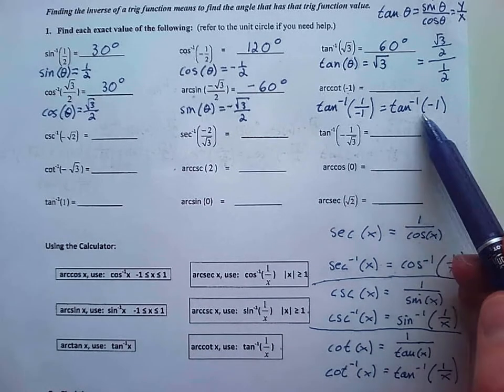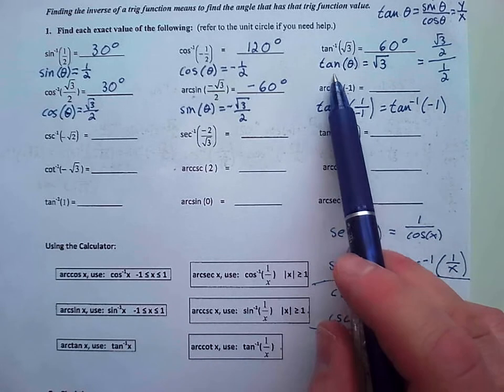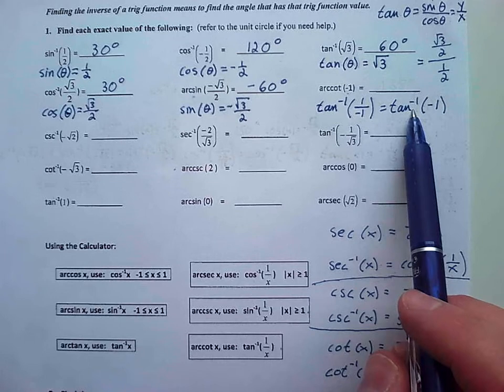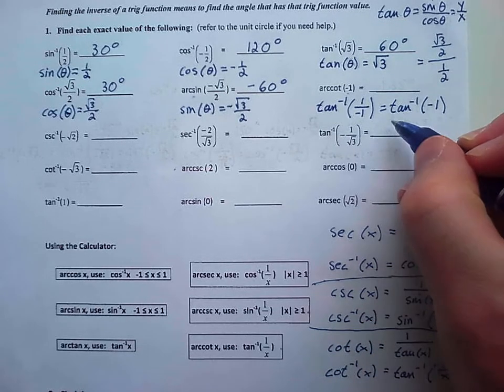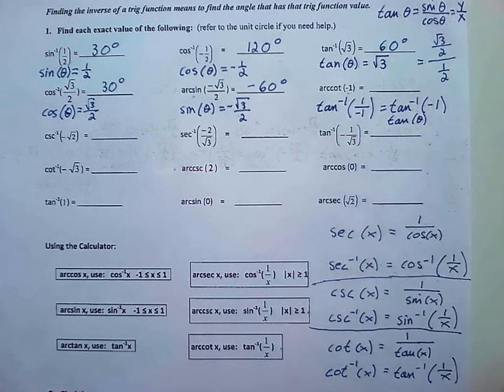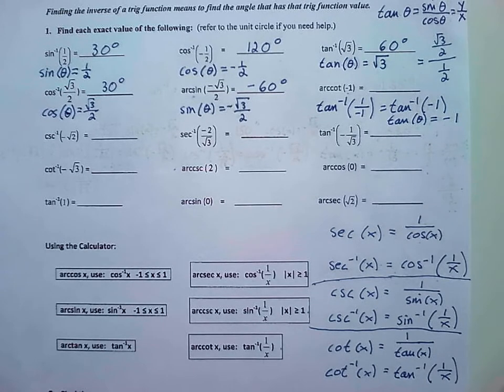So now, if we look at this right here, this is really similar to what we did in this problem above. We have the arctangent of something, so we can rewrite this as just the tangent of theta being equal to -1.